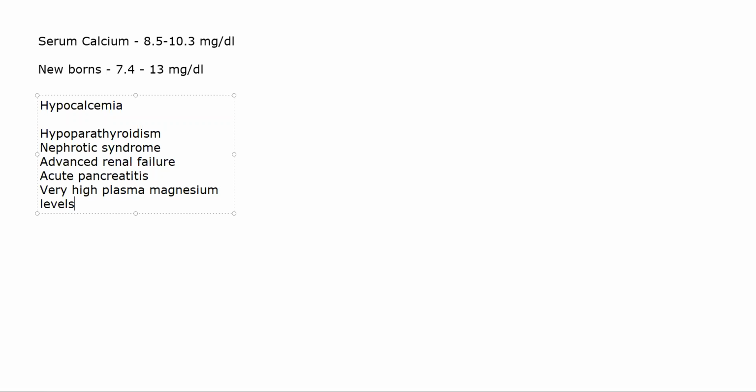Or it might be malabsorption from the GIT. So the patient might have steatorrhea, or they might have sprue disease, or they might have celiac disease, wherein absorption of calcium is not occurring properly through your gut, through the intestines. That is when serum calcium levels are also low. So these are some of the causes that can cause hypocalcemia.